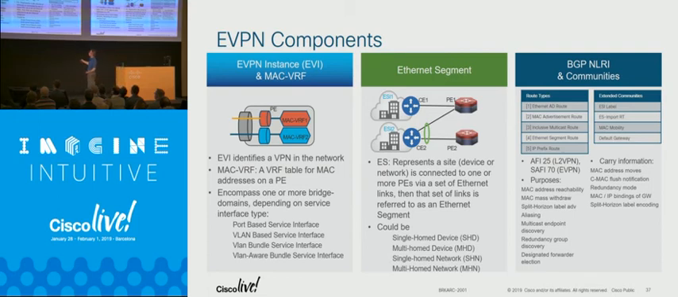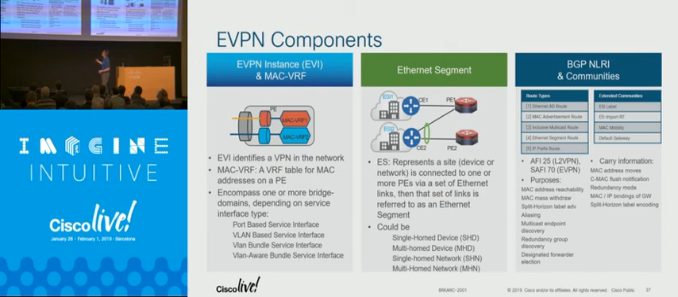The second one is called the Ethernet segment. For multi-homing, we need some sort of identifier to identify your site, right? So the Ethernet segment, the ES, will represent a site connecting one or more PEs, okay? Because of the Ethernet segment ID, it can make sure the packet goes out from that same site and doesn't loop back to the same site, okay?